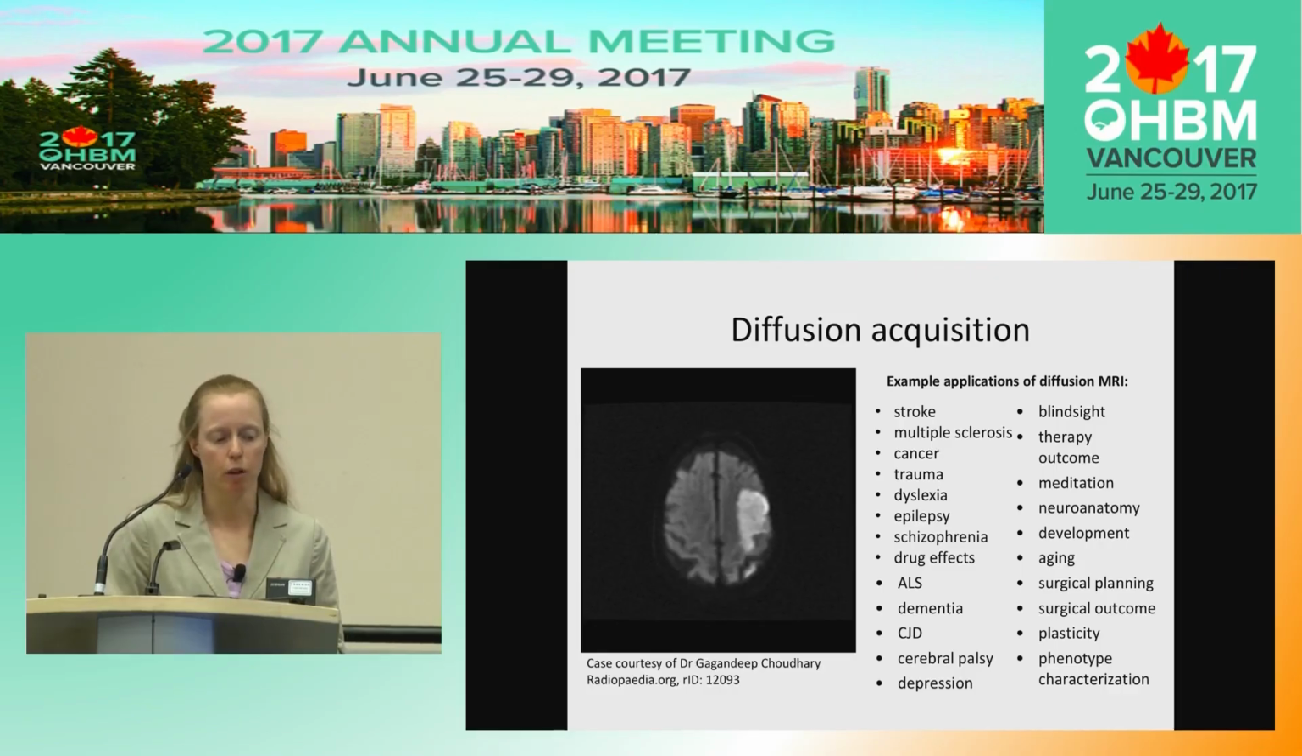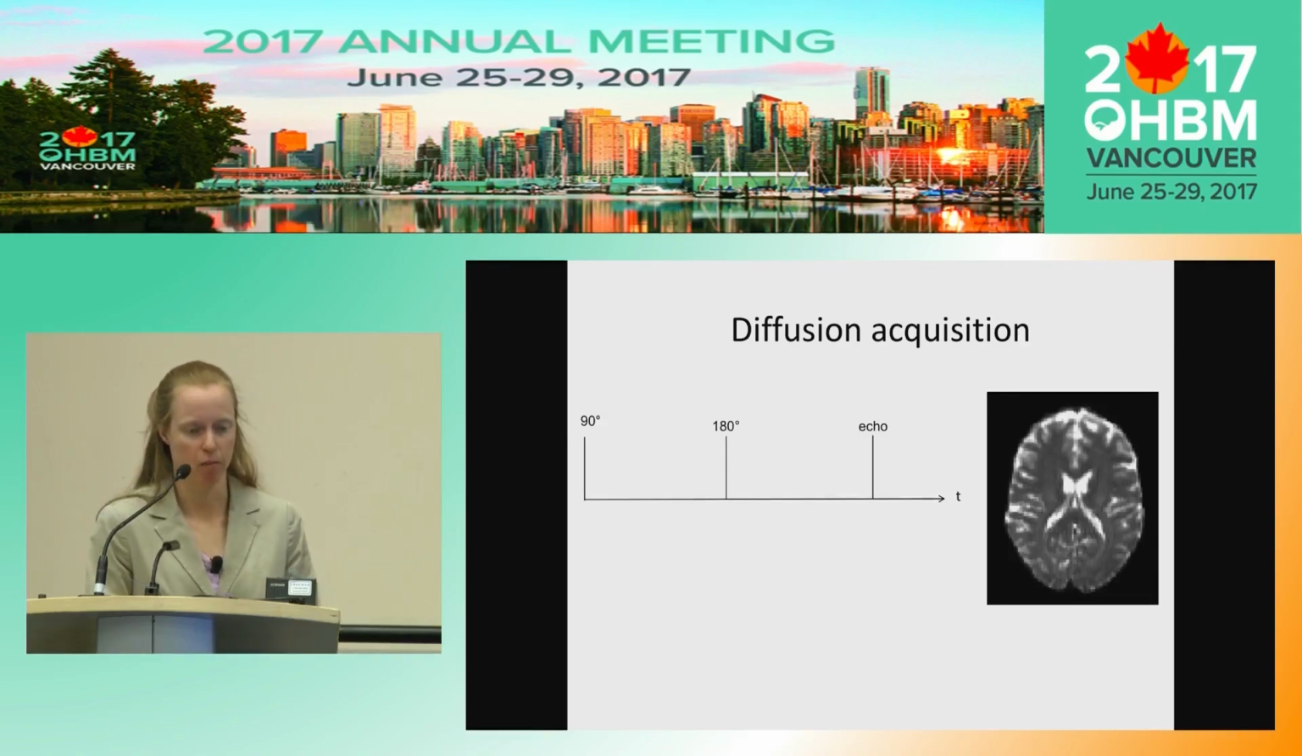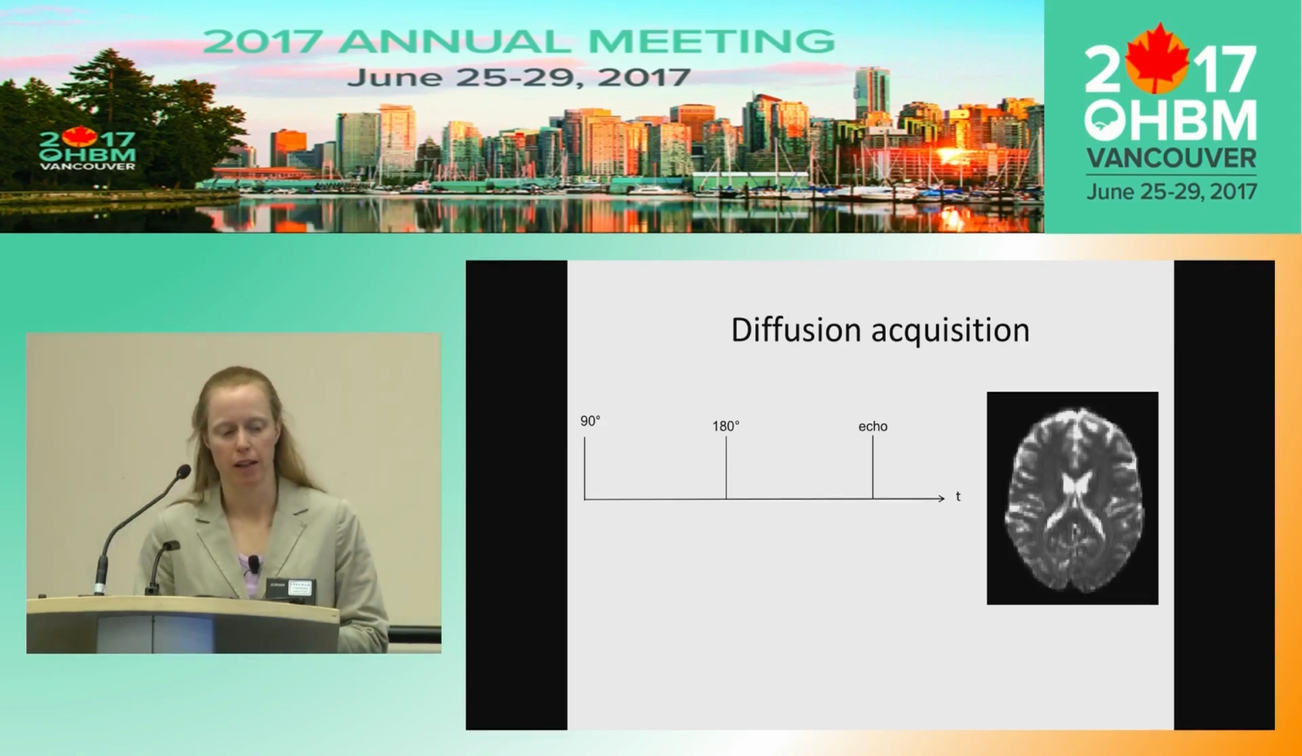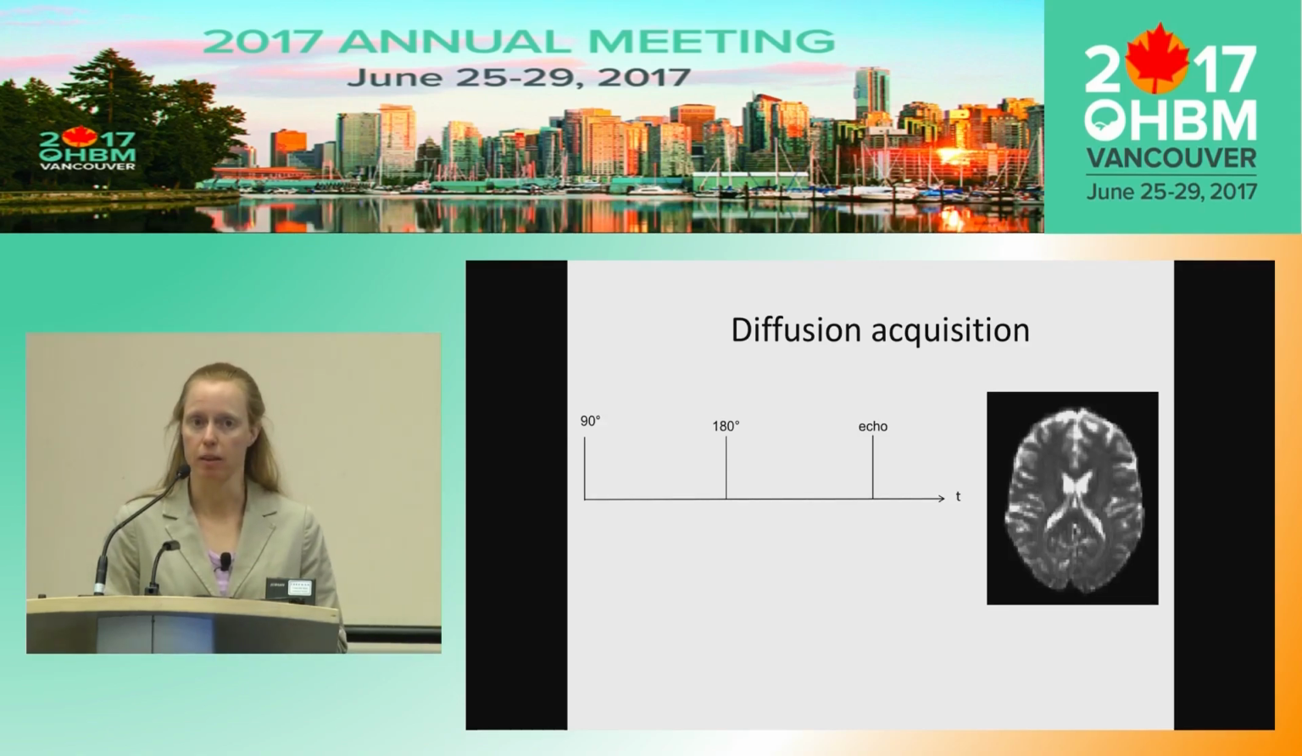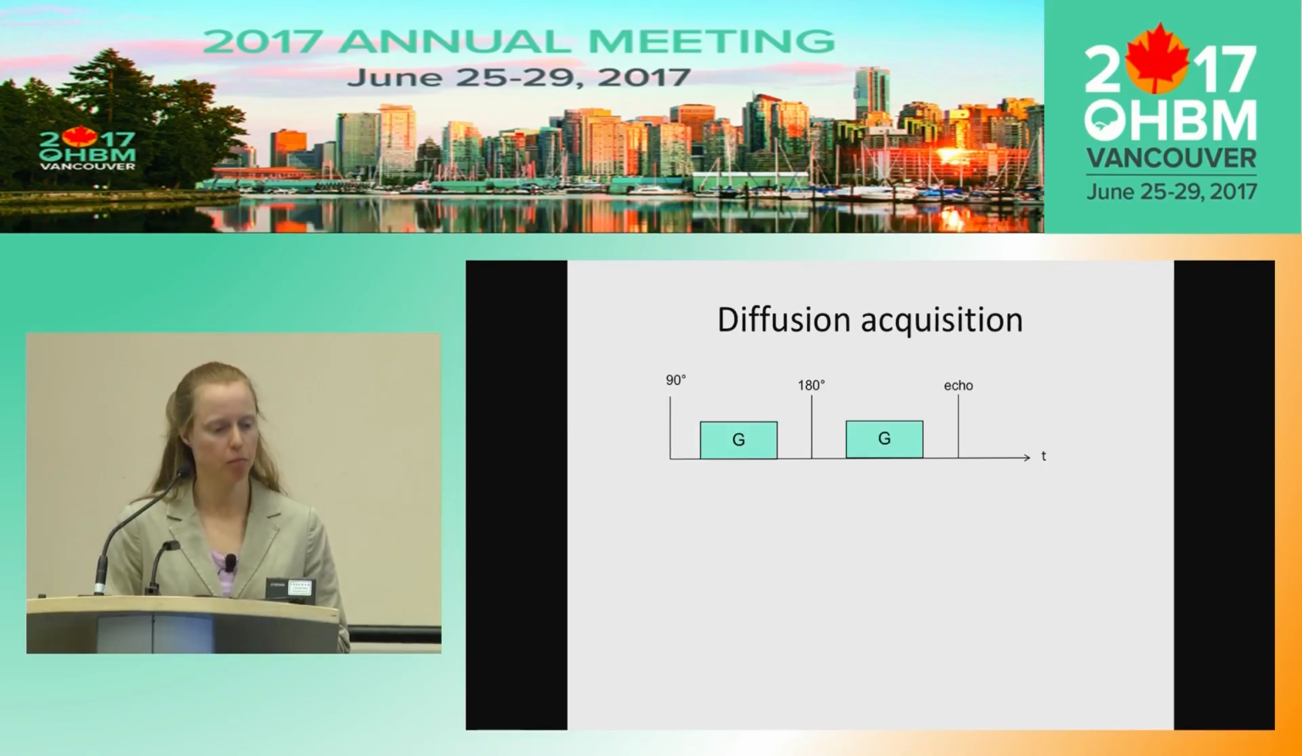So stroke is one of many applications of diffusion imaging, and I'm not going to talk about those today. I'm going to come right back to our sequence. But in addition to those diffusion-weighted images, a diffusion study would generally acquire another image with no diffusion sensitizing gradients. So everything else is the same. This is a highly T2-weighted image with the CSF appearing bright.